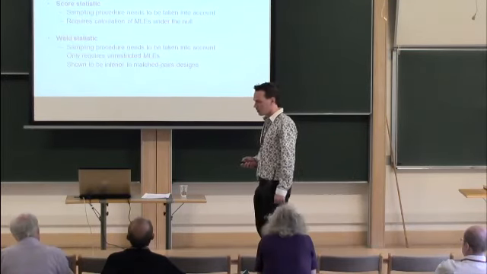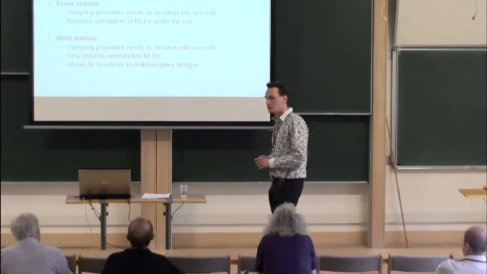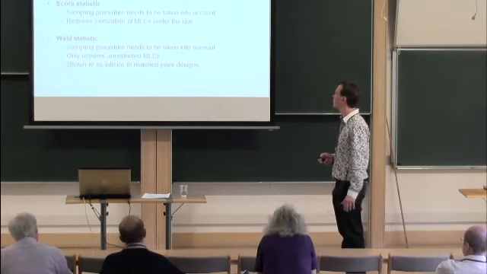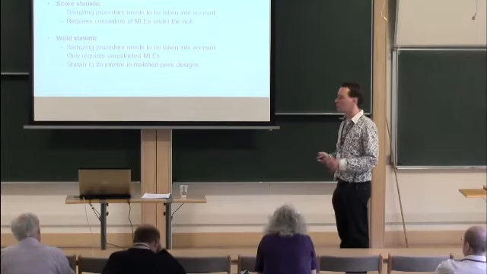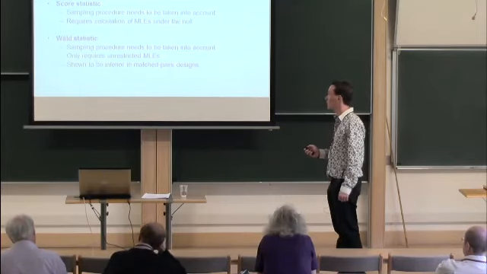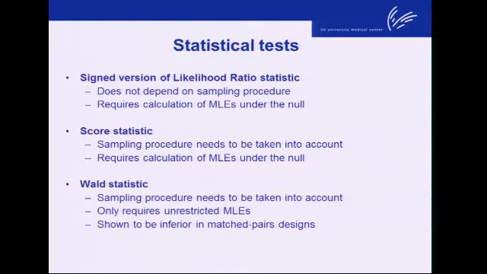We have compared three different tests to test for non-inferiority. The standard likelihood ratio test, but a signed version because we do one-sided testing. The nice thing of the likelihood ratio test is that it does not depend on the sampling procedure, because it uses the difference of the log likelihoods, and the sampling distribution then cancels out. That one requires the calculation of the maximum likelihood estimators under the null constraint.